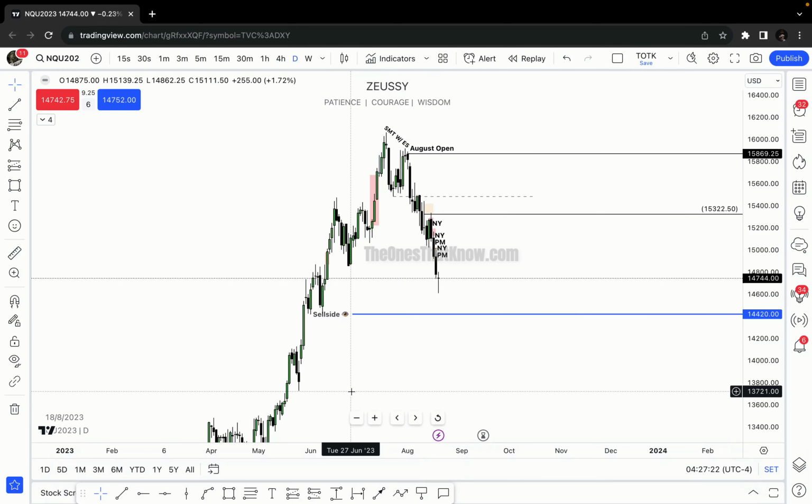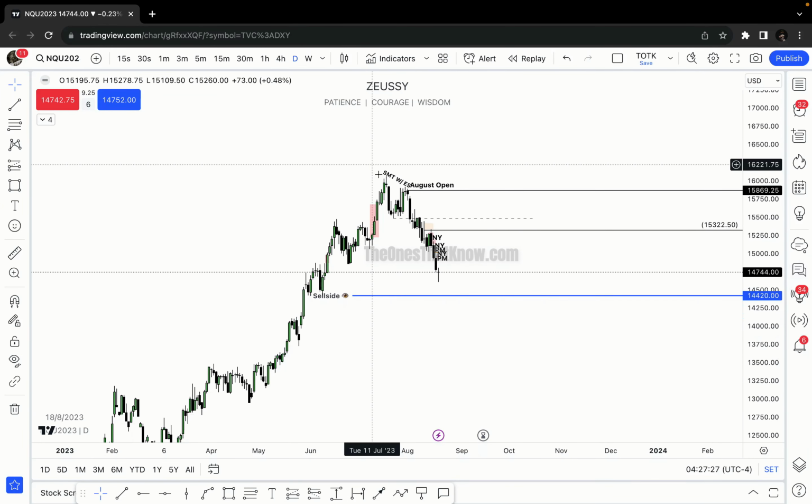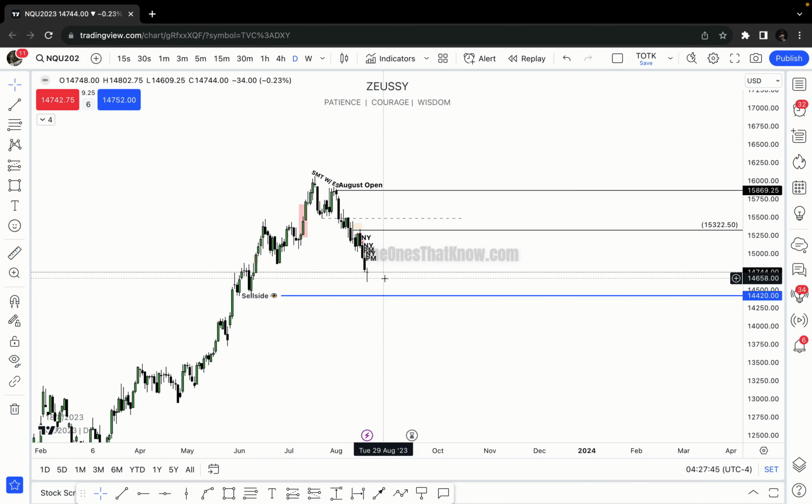Weaker market from a higher time frame perspective. Nasdaq, right. ES made a higher high here, while Nasdaq made a lower high. So from the August open, complete bearishness. Going into next week, I'm looking for a scenario like the following to unfold.